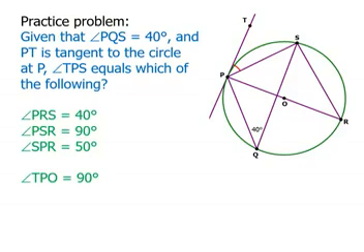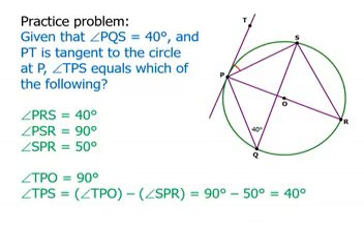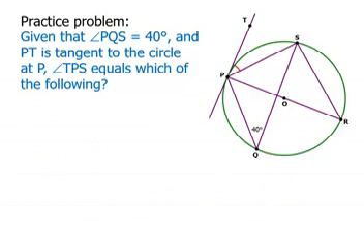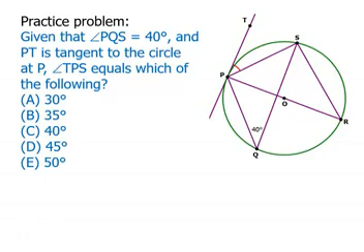Then we know that TPO is a right angle because TP is a tangent line and it has to be perpendicular to the radius. So TPS, the angle that we're looking for, equals TPO minus SPR, which is 90 minus 50, or 40 degrees. And we choose answer choice C.